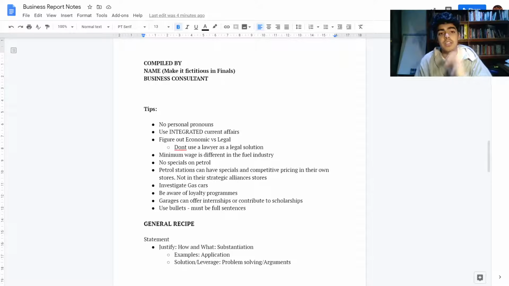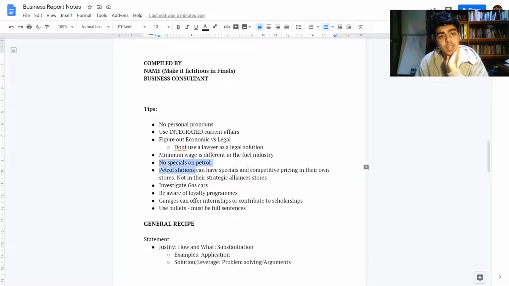Okay, so more tips. No personal pronouns, because you want a formal essay. Use integrated current affairs, which we went through. You need to be able to discern between economic and legal when they're asking about PESTLE. Economic and legal are two separate things, and if you write legal and give economic issues or vice versa, you'll lose marks, especially in synthesis. You need to look at your minimum wage relative to your specific industry. That's very important. For us, it's the fuel industry.